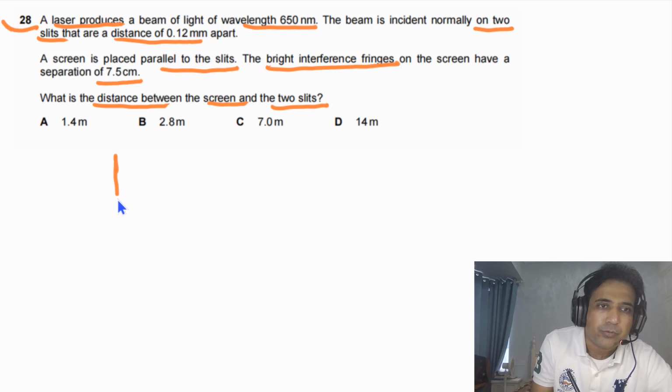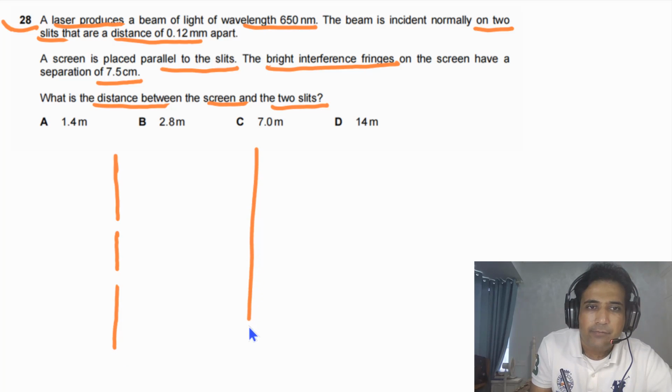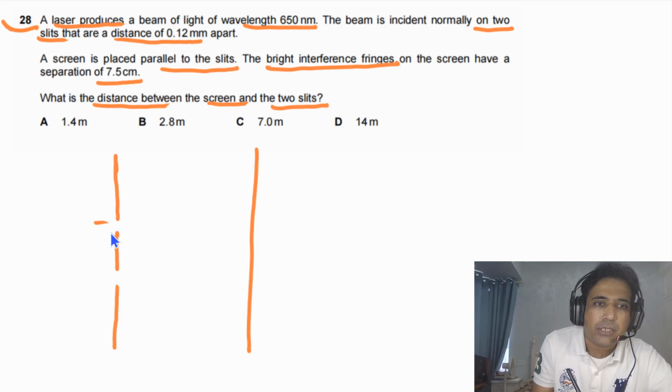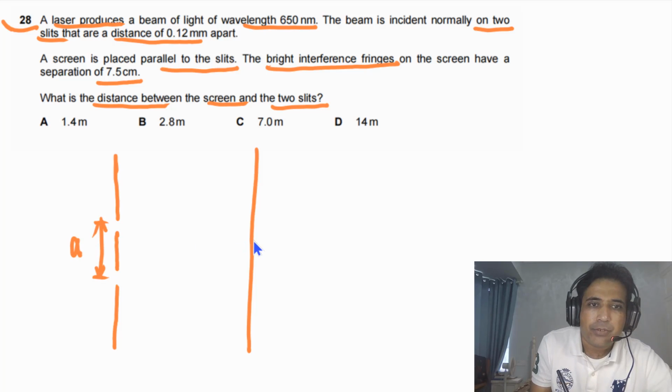So first of all, we can simply draw the double slit. This question is simply about a double slit. Here we have the screen. In this case, the distance between these two slits is given. We can say this distance is a. Here we have the bright fringe. So this is the bright fringe.